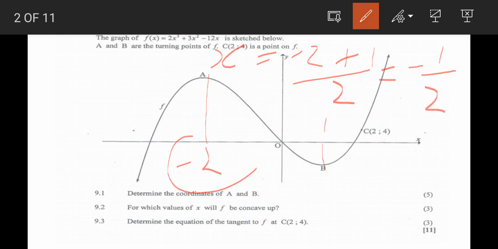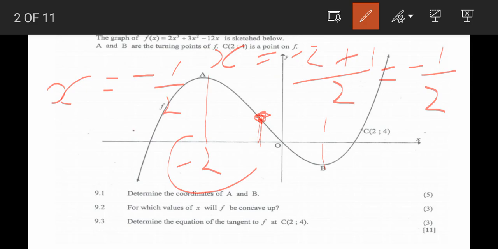So there were 3 ways to kill a cat here. You could have gotten your point of inflection using 3 different ways, right? But then the point is the point of inflection is negative 1 over 2, which by prediction would be somewhere here, right? By prediction, your point of inflection would be somewhere here where you have a negative half.